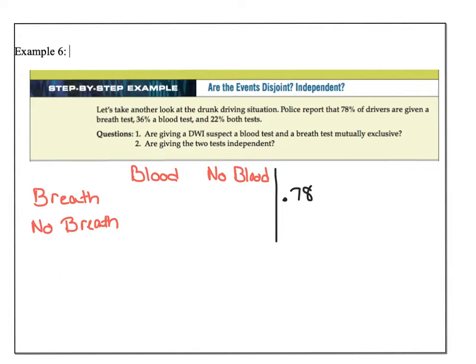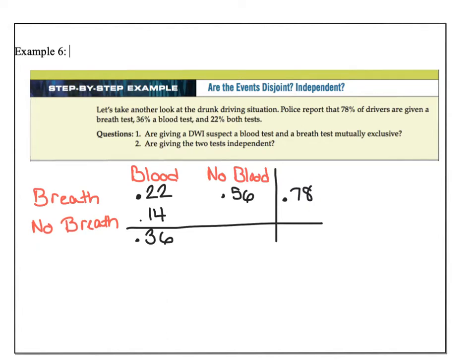And 36% a blood test, and 22% do both. So that's your intersection, that's right here. And now you can use subtraction to get the probability of no blood test. It would be 78% minus 22 would be 0.56. No breath and blood test would be, well, subtract 0.36 minus 0.22 is 0.14.